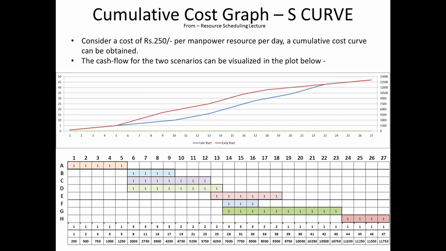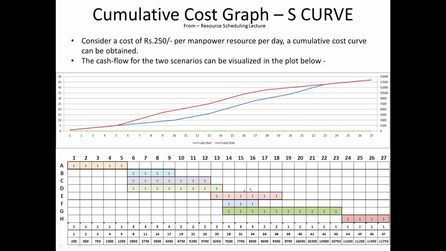Now, to start with the basic introduction, I think you're all familiar with this. This is something we plotted when we did the resource schedule lecture, and if you recall, we called this the S-curve. For this particular lecture, we just plotted the manpower, the number of people, and the cash flow, the cost for the people.